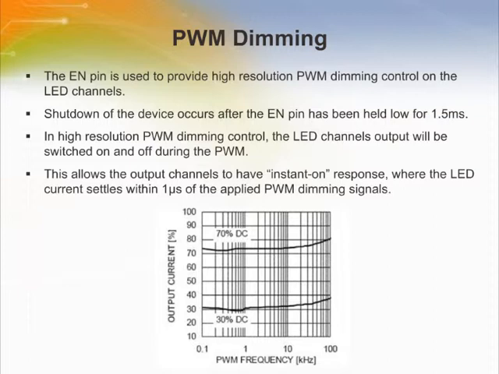For high-resolution pulse-width modulation dimming control, the device will remain powered and only the LED channel outputs will be switched on and off during the pulse-width modulation. This allows the output channels to have instant on response, where the LED current settles within 1 microsecond of the applied pulse-width modulation dimming signals.